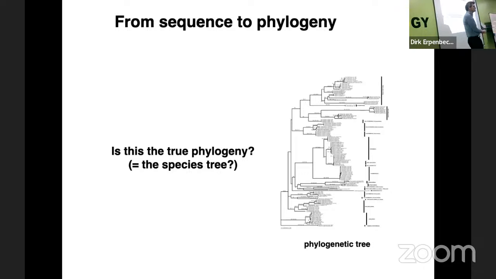No. Yes, no? The question is only true, yes or no? Okay, who thinks this is a true tree? Arms up. Okay. Who does not think this is a true tree? All right. Who does not know if it's a true tree or not? Okay, I get all the list.